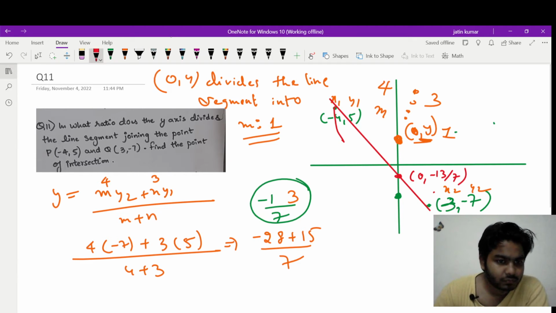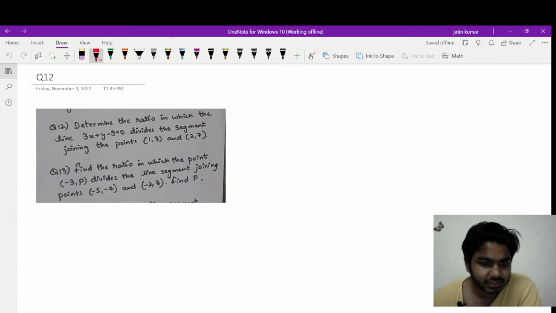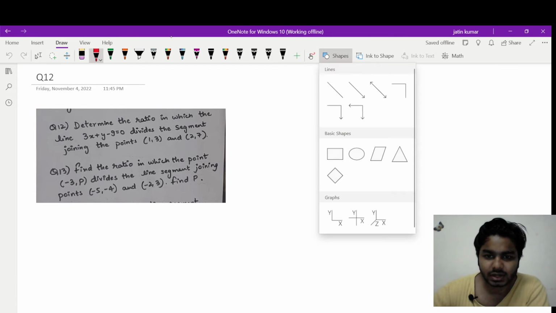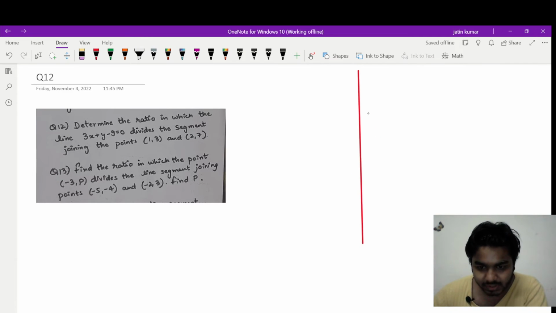Okay, now we will move on to question number 12. Question number 12 says: determine the ratio in which the line 3x + y - 9 = 0 divides the line segment joining the points (1, 3) and (2, 7). Again we need to draw a Cartesian plane. Please always draw a Cartesian plane, the picture will become clearer to you.